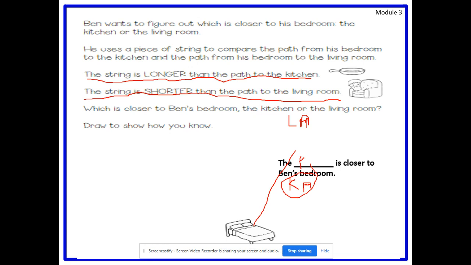Here's where you would write your statement, right? And I would put kitchen. Just got in the middle of my drawings. So the kitchen is closer. Just make sure you circle the K for kitchen for right now, right? And then we just practice writing our sentence. The kitchen is closer to Ben's bedroom.